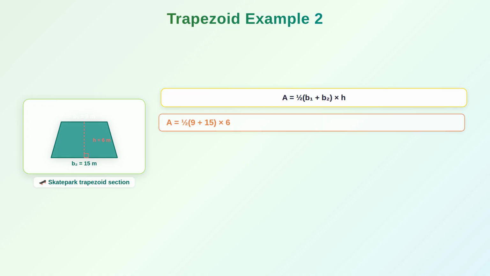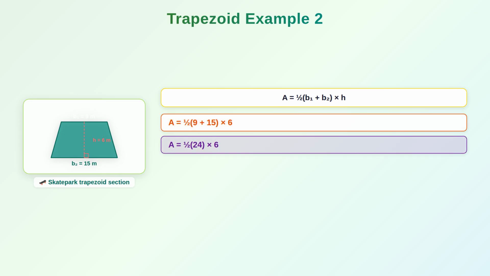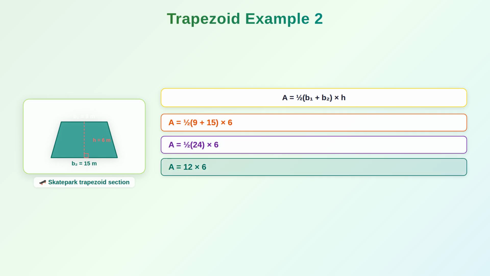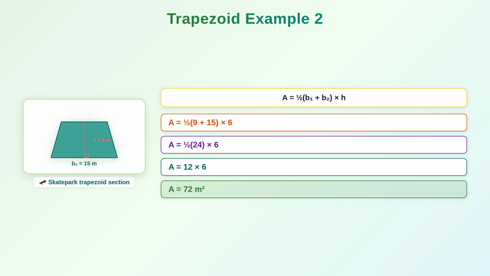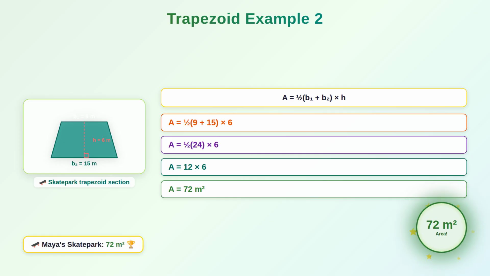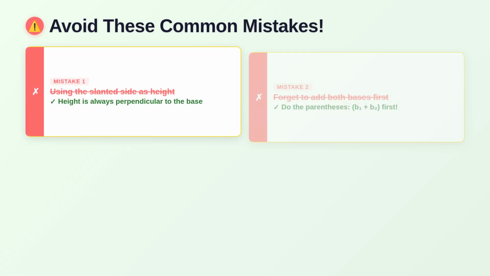Let's try a bigger trapezoid. This one from Maya's skateboard park design. Base 1 is 9 meters, base 2 is 15 meters, and height is 6 meters. Here we go. A equals 1/2 times open parenthesis, 9 plus 15, close parenthesis, times 6. Inside parentheses, 9 plus 15 equals 24. Now, 1/2 times 24 times 6. 1/2 of 24 is 12. Then 12 times 6 equals 72. The area is 72 square meters. Maya draws that section of her park and labels it proudly, 72 square meters. She's practically a geometry expert now.